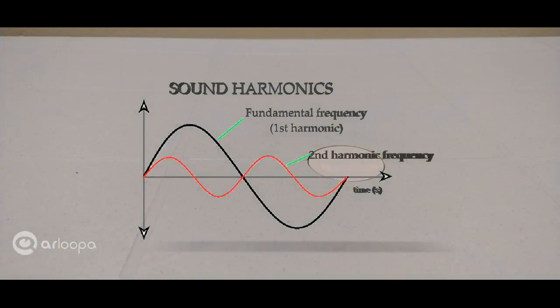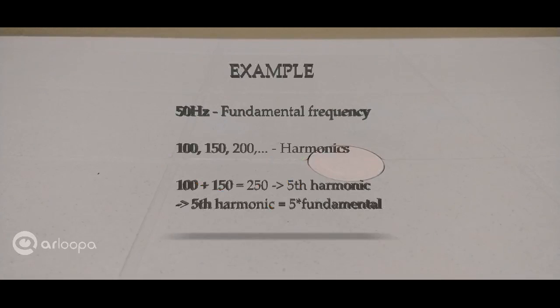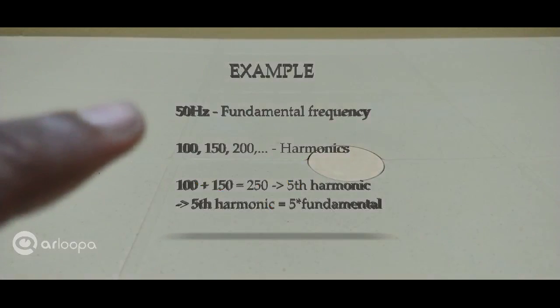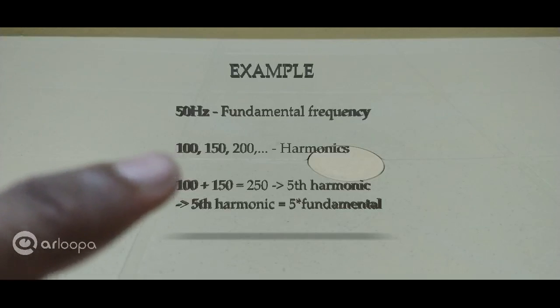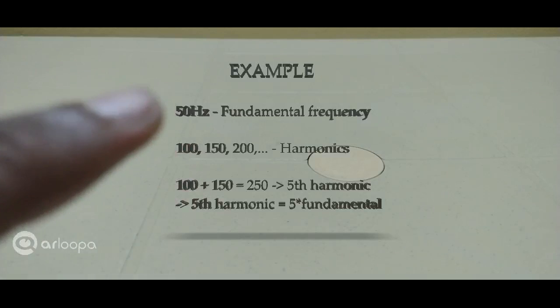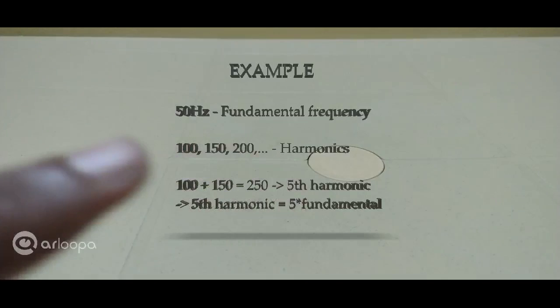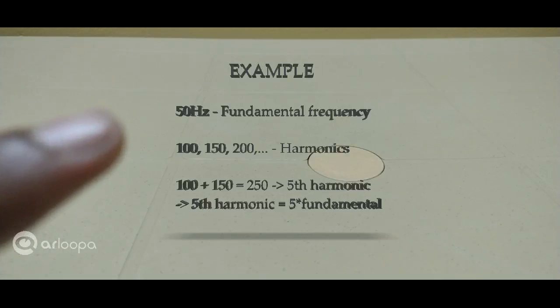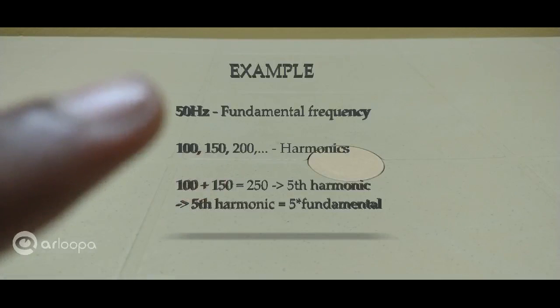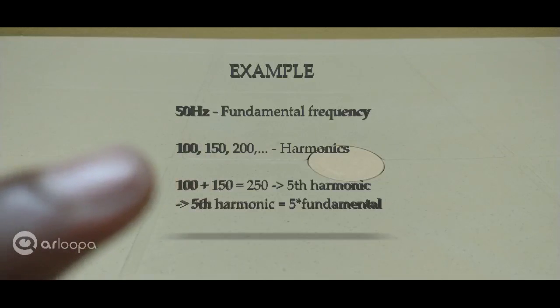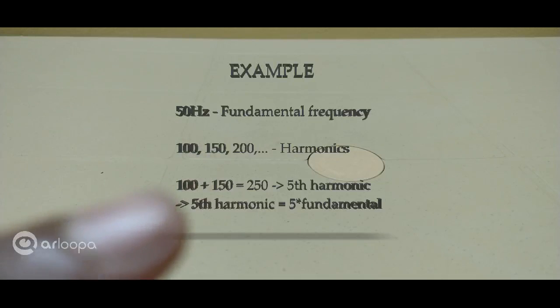Now all harmonics are periodic at the fundamental frequency, and the sum of the harmonics is also periodic at the fundamental frequency. Let's look at that with an example. Let's say 50 Hertz is the fundamental frequency and the positive integral multiples are 100, 150, 200 and so on. These are the harmonics, and my first statement was that all harmonics are periodic at the fundamental frequency. Since they are integral multiples of the fundamental frequency, they are periodic. And the second statement: the sum of harmonics is also periodic at the fundamental.